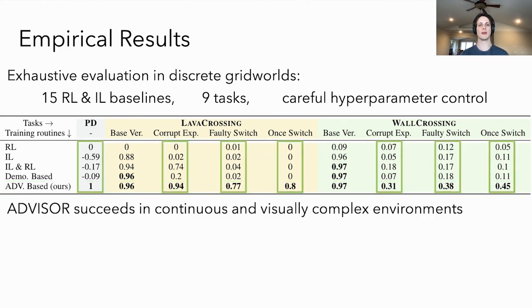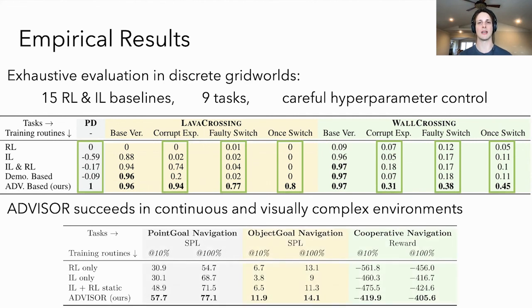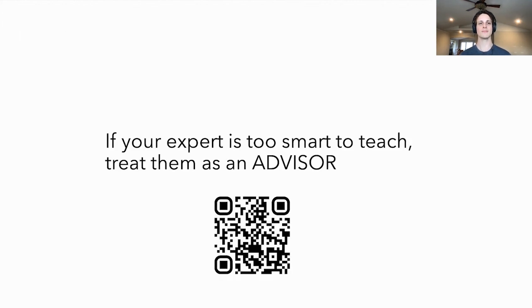We also evaluate advisor on tasks with continuous action spaces and in tasks set in visually realistic simulated environments. In these tasks, we again see that advisor outperforms and that the difference in performance is only more dramatic in the low sample regime. In summary, if imitation learning isn't working for you, your expert might be too smart to teach. If that's the case, you should treat them as an advisor. Listen to them when they're helpful, ignore them when they're not.